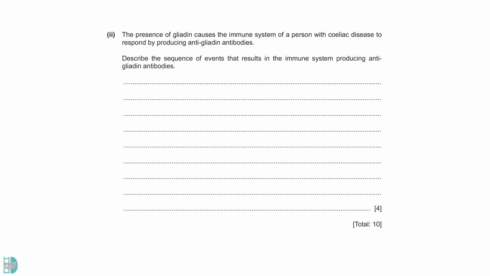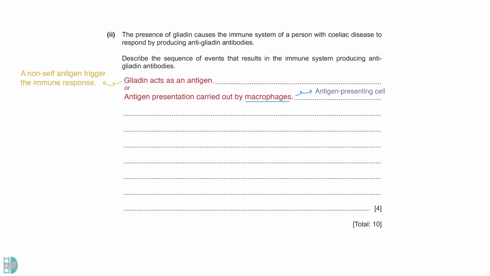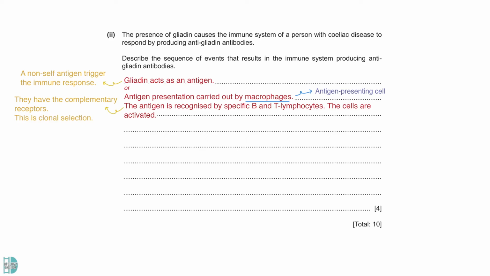B2. Describe the sequence of events that results in the immune system producing anti-gliadin antibodies. An immune response occurs because of a non-self antigen. In this case, gliadin acts as an antigen. There might be an antigen presentation carried out by antigen-presenting cells, such as macrophages. The antigen is recognized by specific B and T lymphocytes with complementary receptors. These lymphocytes are activated. The process is called clonal selection.